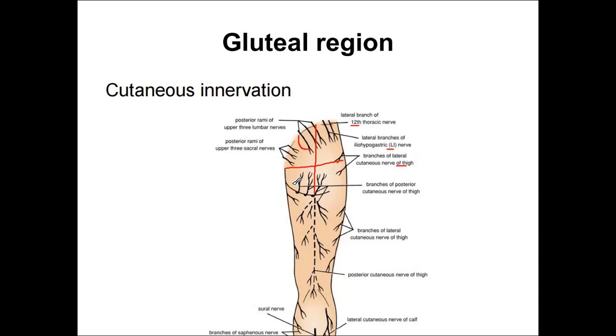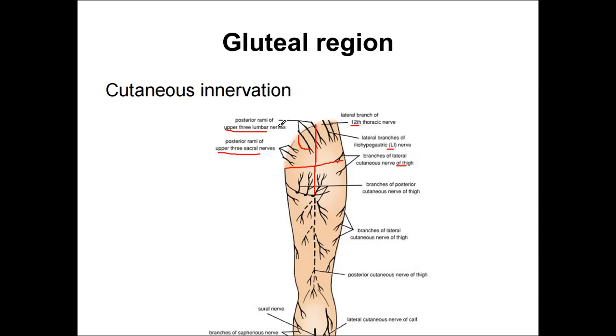Going on to the medial quadrants, the lower medial quadrant is supplied by the posterior cutaneous nerve of the thigh. So remember, the posterior cutaneous nerve of the thigh also supplies the posterior surface of the labia majora as well as the scrotum. The upper medial quadrant is supplied by the posterior rami of the upper three lumbar, that is L1 to L3, as well as the posterior rami of the upper three sacral nerves. So remember, this is a continuation with the back, and the back is basically supplied by the posterior rami.